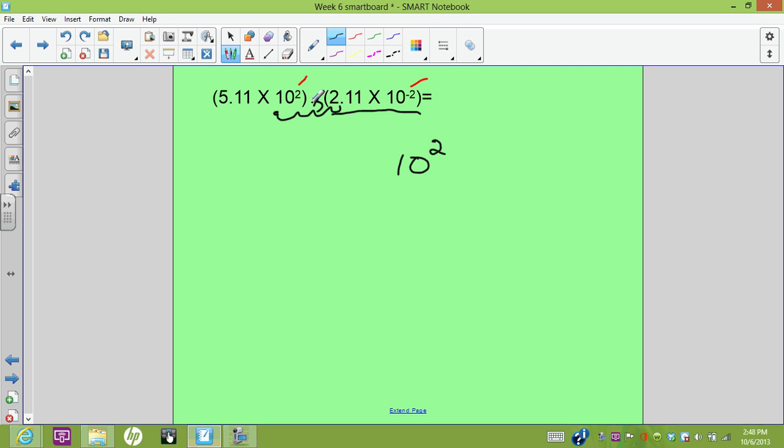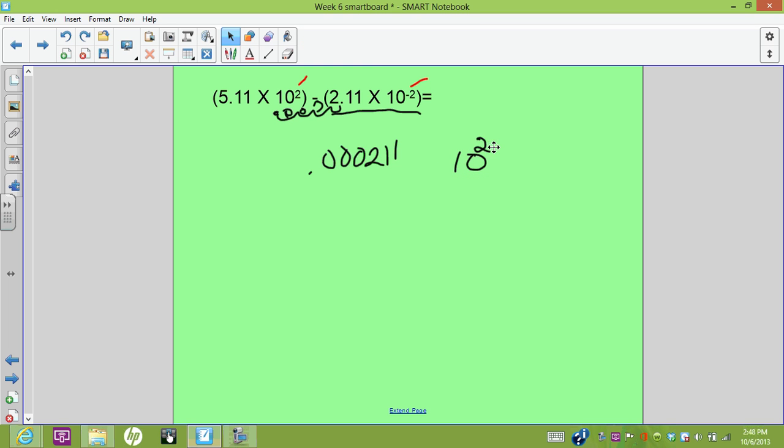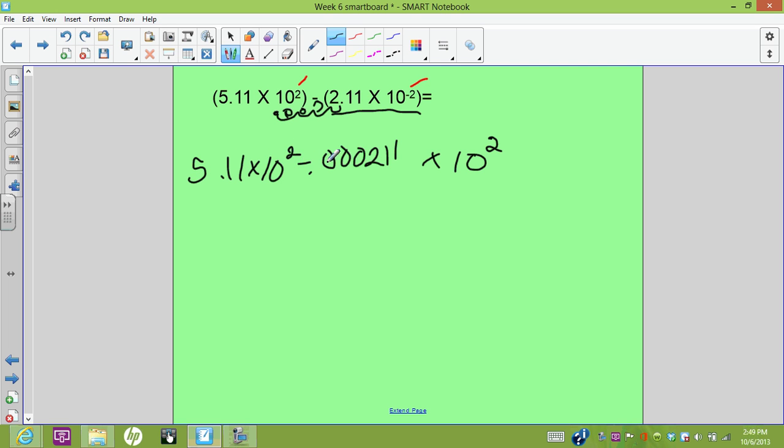So I need my power of 10 to actually be 10 to the 2nd power so that it matches this one. So I'm going to have to go up 4 numbers to get from negative 2 all the way up to positive 2. When I go up 4 numbers, I am going to be moving this decimal place to the left 4. So 1, 2, 3, 4. All right, fill in some zeros there. And it is going to be 0.000211, running out of room, squishing my numbers together. Sorry about that. Times 10 to the 2nd. And I'm going to be subtracting that from 5.11 times 10 to the 2nd. Okay? So they now have the same power of 10.